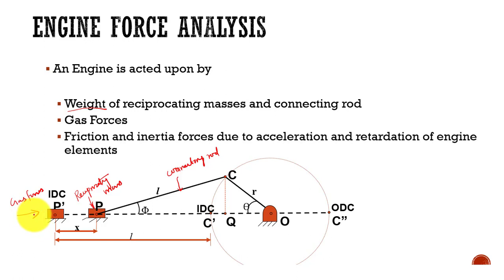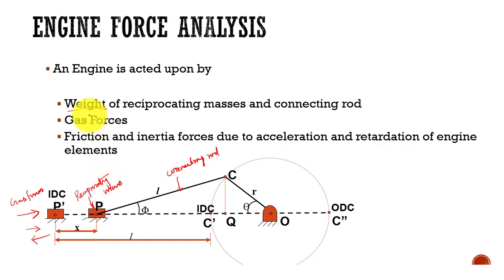And the third one is friction and inertia forces due to acceleration and retardation of engine elements. The friction force comes into picture whenever two bodies are in contact. Here the piston is moving in this direction, so the frictional force opposes the motion and will be in the opposite direction. Similarly, the inertia force acts opposite to that of the motion. So friction and inertia forces also come into picture as far as engine force analysis is concerned.